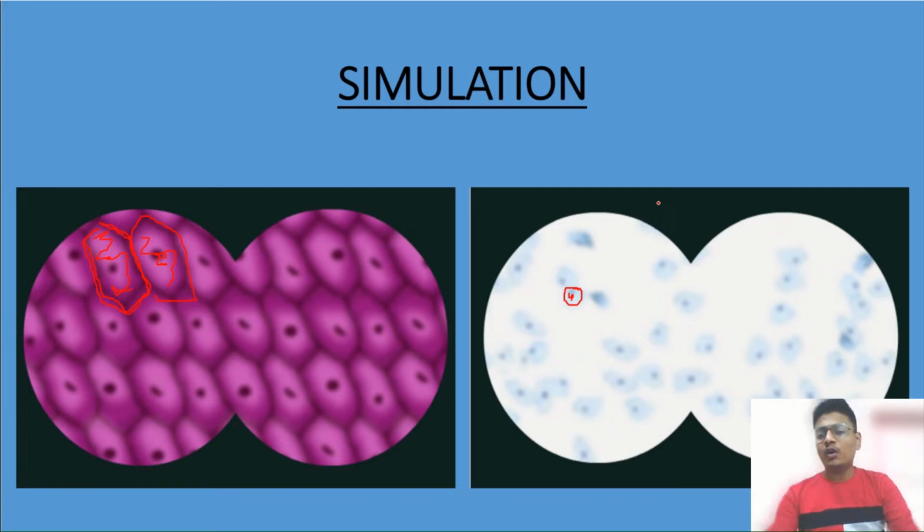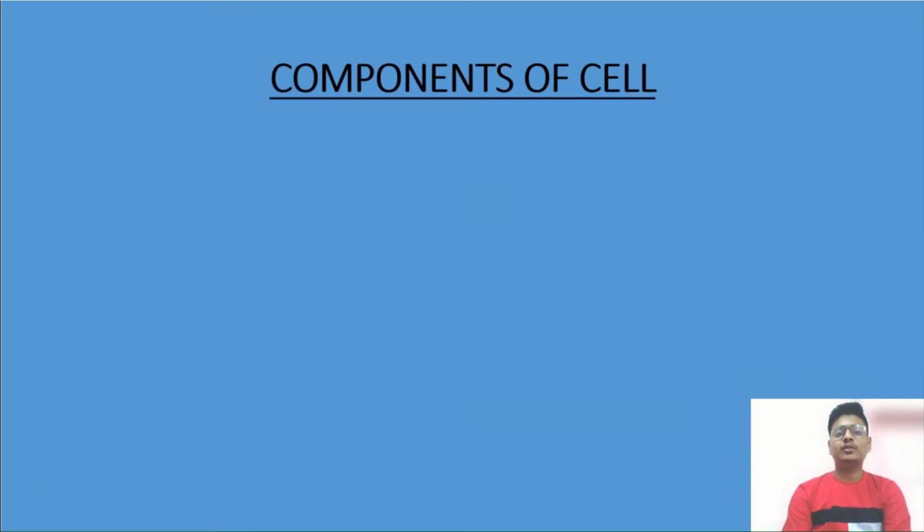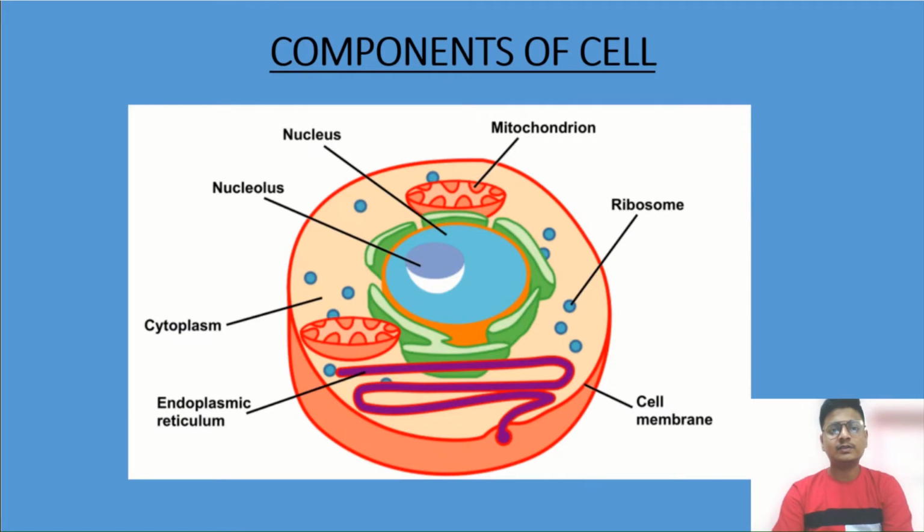Okay, and all these things of cells are known as components of the cell. Okay, students, let's study the different components of cells. The first one is the nucleus. Where is it present? It is present in the center. This blue one is the nucleus, and in this nucleus there is also a small structure known as the nucleolus, and there are mitochondria present in this cell.